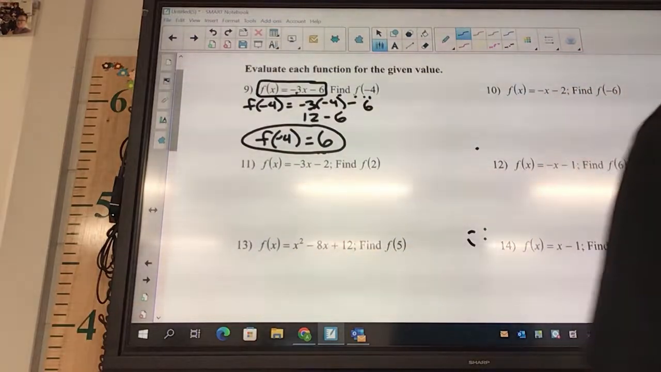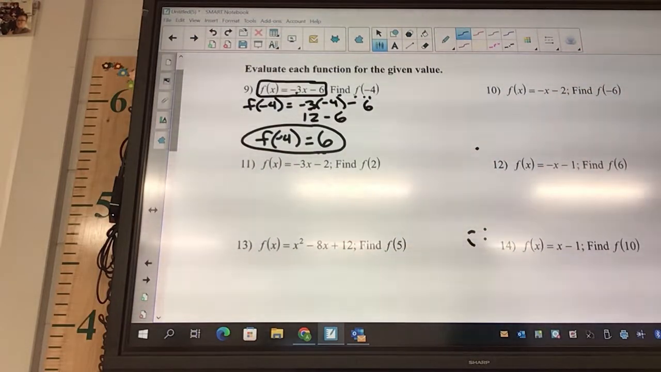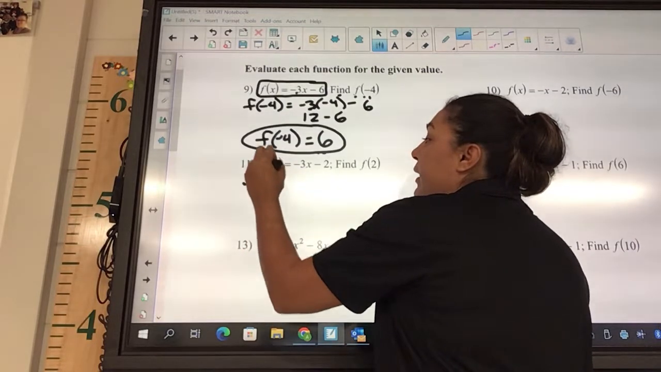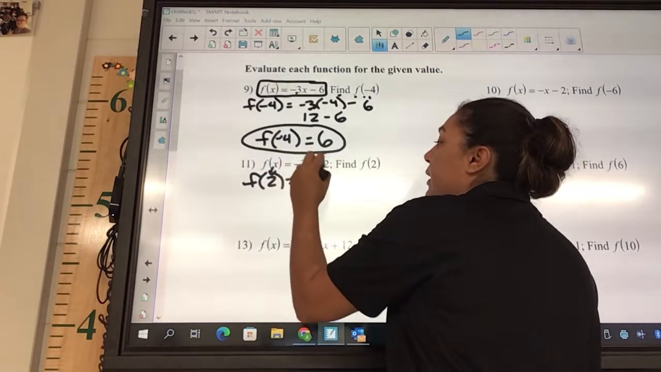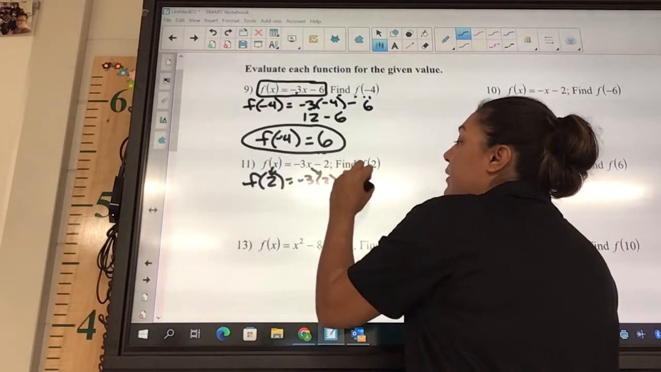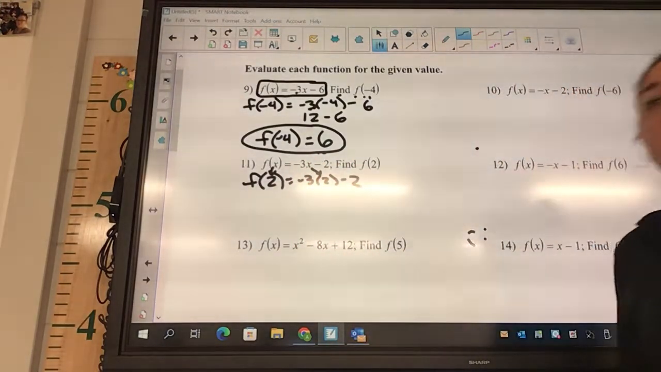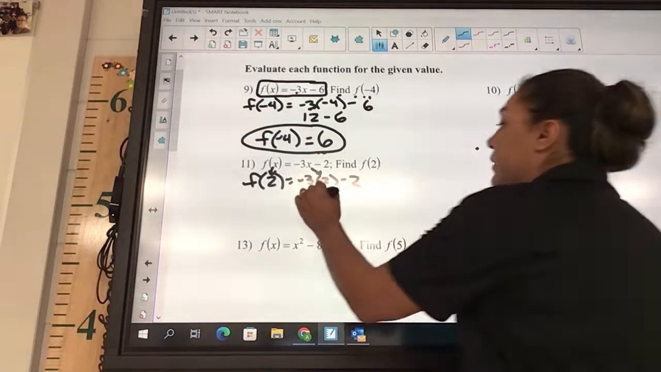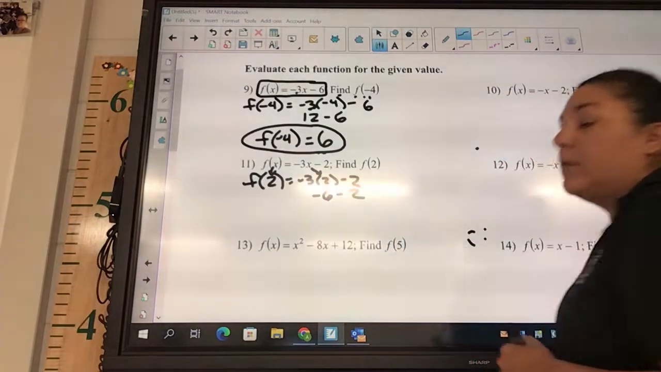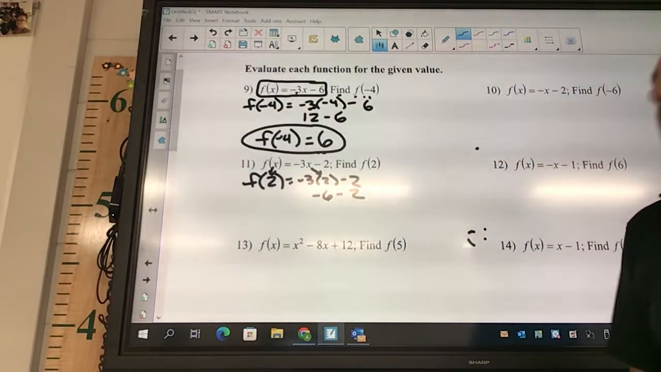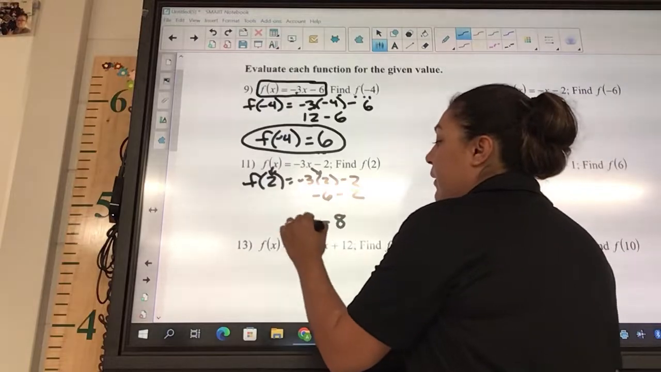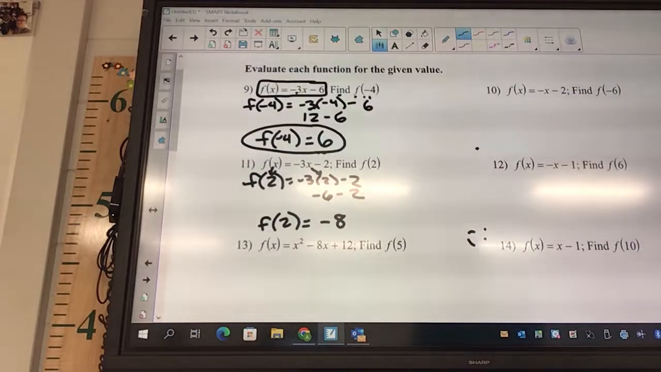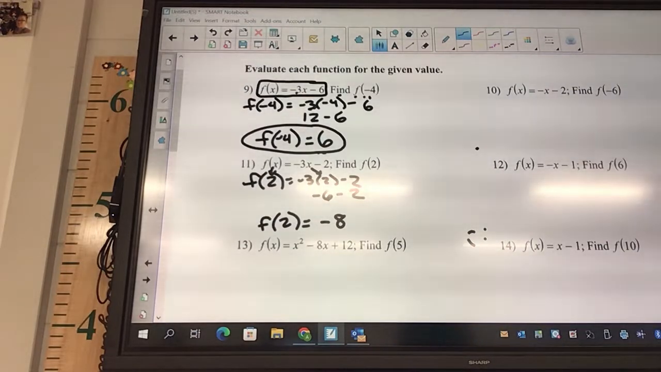Look at 11. What are they wanting you to find? F of 2. Okay, so at f of 2, everywhere there's an x, I'm plugging in 2. I got -3 times 2 minus 2. What is -3 times 2? -6 minus 2. -8. So f of 2 equals -8.